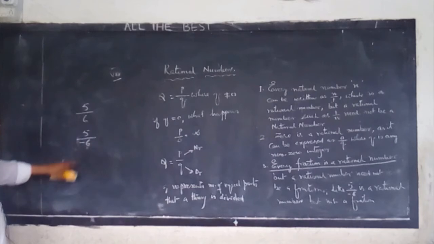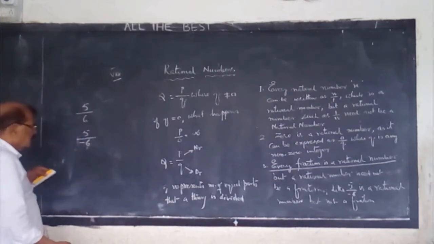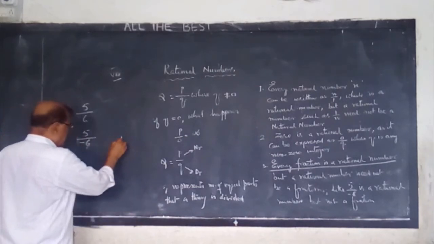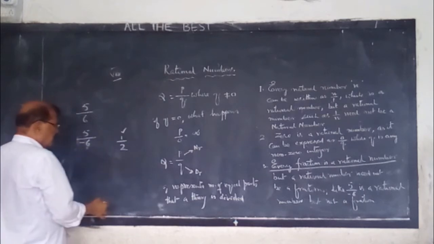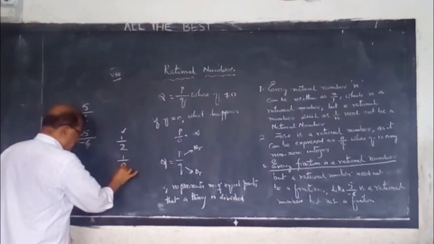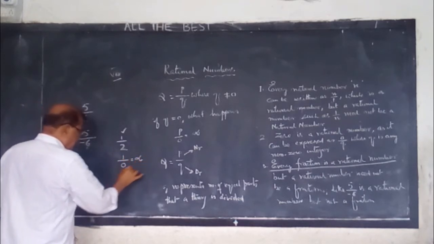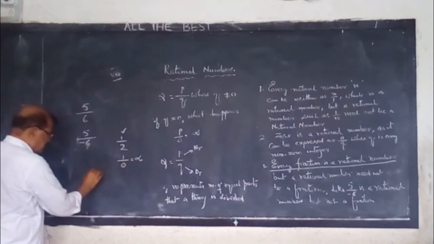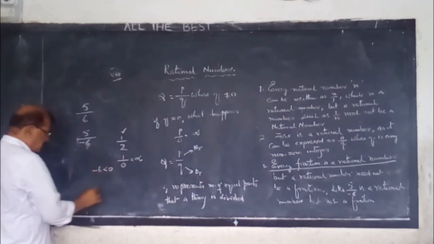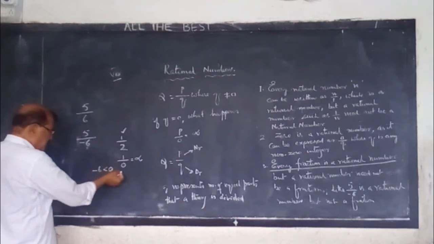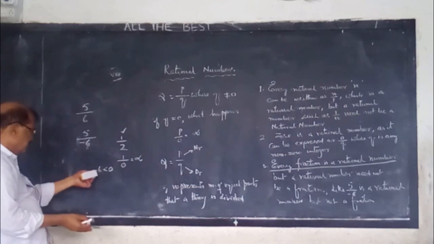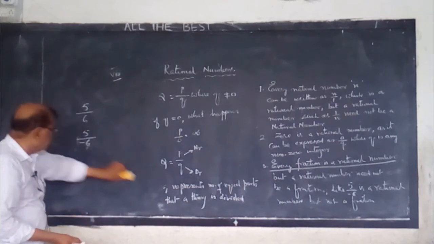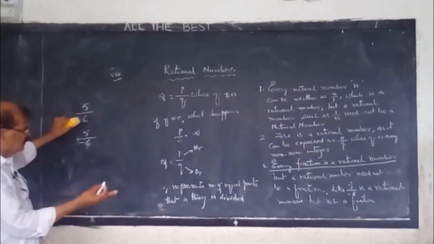Why? For example, if there is 1 by 2, one article or one rupee or one fruit is divided into 2 equal parts, one is taken. So 1 by 0 has no value, it is infinity. And minus 6 is still less than 0. 0 means you can't do anything, so you cannot divide the thing less than 0. So it is not a fraction. 5 by minus 6 is not a fraction.